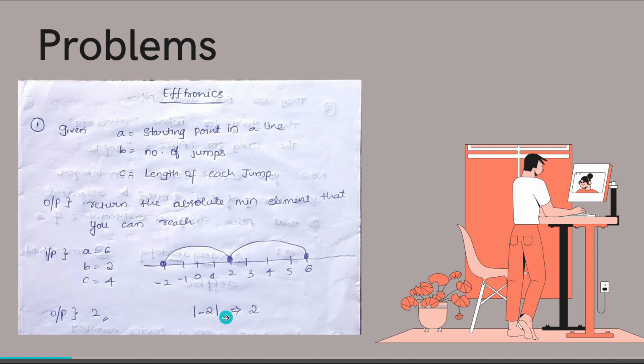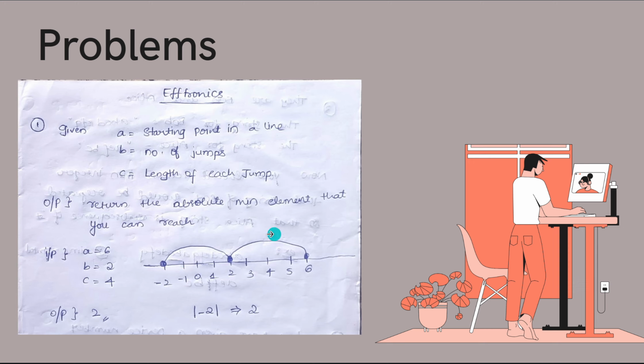That means no negative integers. If you are left with a negative integer, then give the output as its absolute value. See the example. a is equal to 6, b is equal to 2, c is equal to 4. a is the starting point on the line. Let it be 6. Here 6 is here.